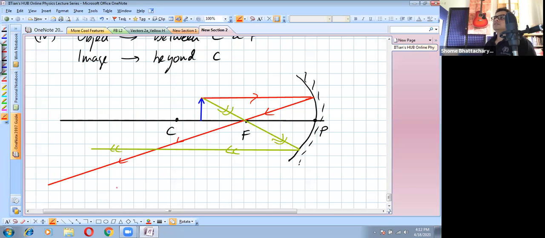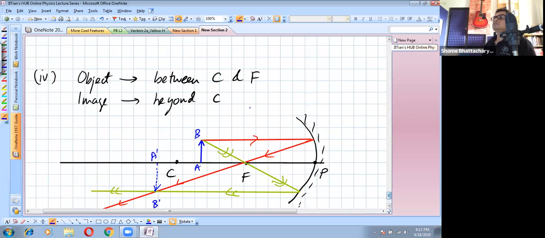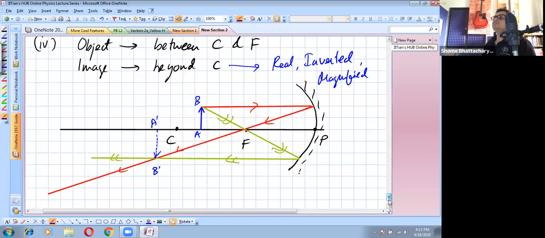As you can see, the image of this has now appeared here. If this point was B, then its image has appeared over here, B prime. So we are getting this. This image that you can see is real, inverted, but this time it is magnified, larger in size. That is why I told you that concave mirrors are capable of producing both diminished and magnified images.